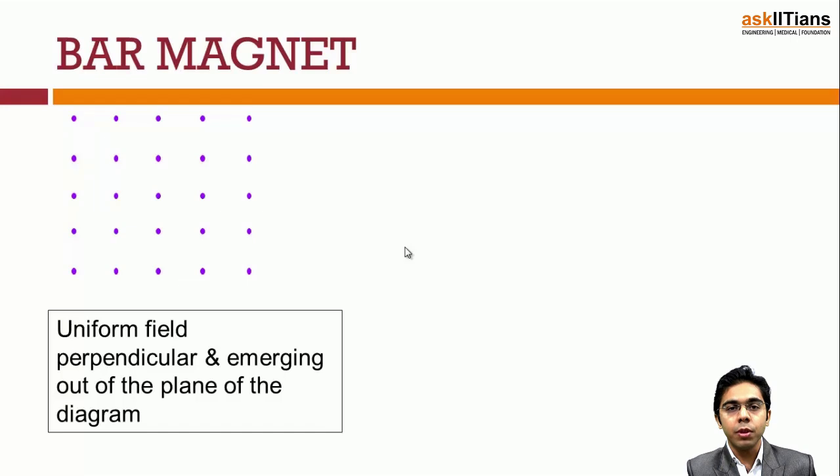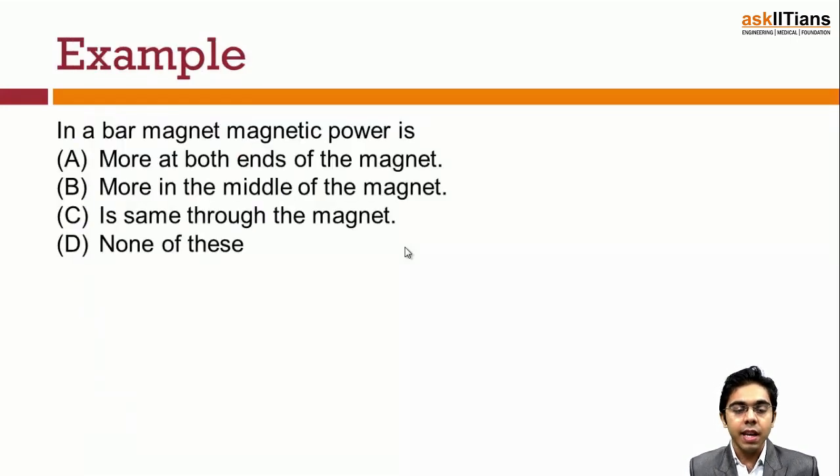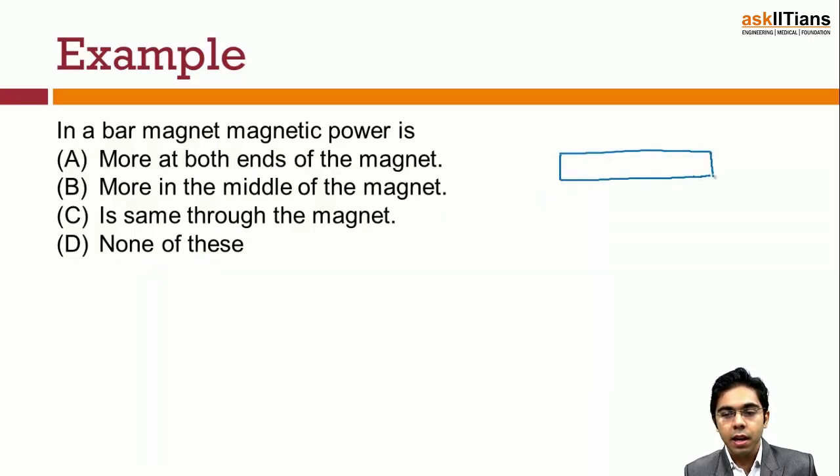Okay, now let's move towards the examples. In a bar magnet, magnetic power is: option A, more at both ends of the magnet; more in the middle of the magnet; same throughout the magnet; and none of these. Now we have seen in the diagram that this is the bar magnet. These are the poles, not exactly at the ends, but near the ends. If this is the south pole, this is the north pole.